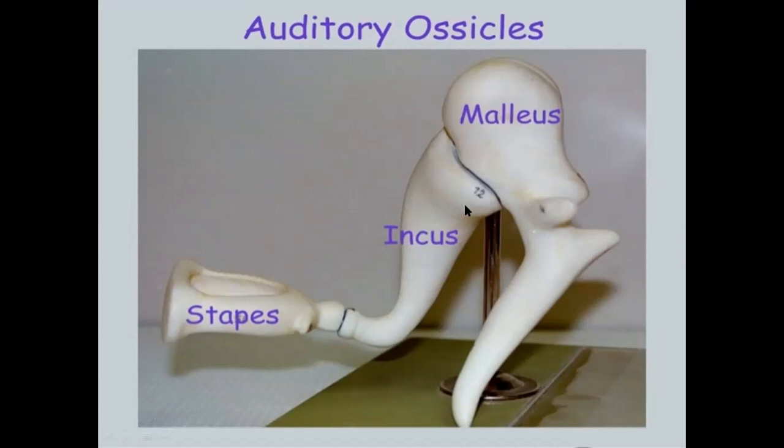This is the body of the incus. This is the long process attached with the head of the stapes. This is the anterior and posterior crest of the stapes. This is the neck of the stapes, and this is the base of the stapes which is attached with the oval window by an annular ligament. And oval window is also called fenestra vestibuli.